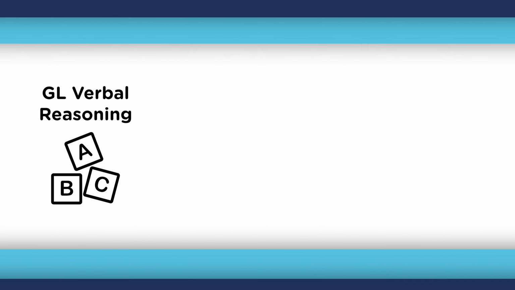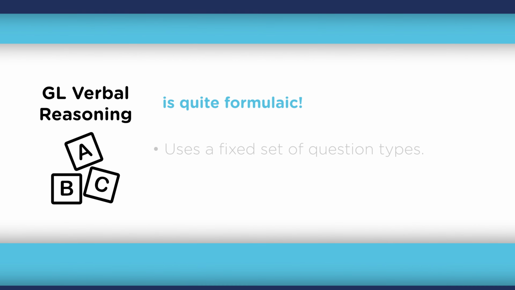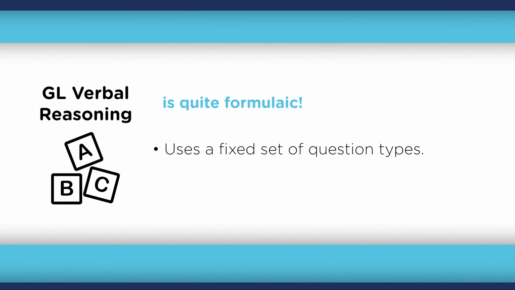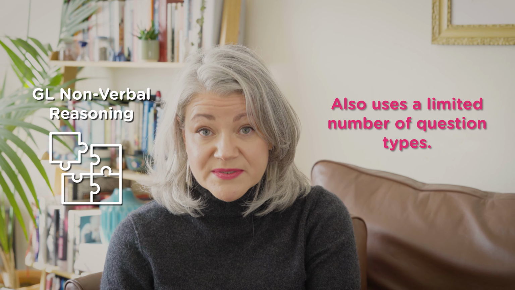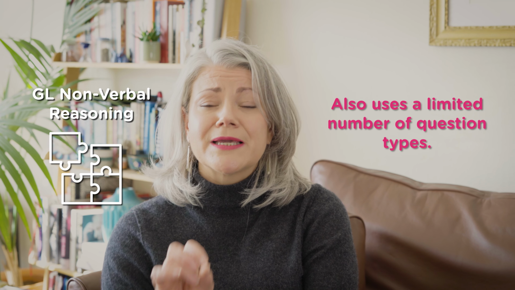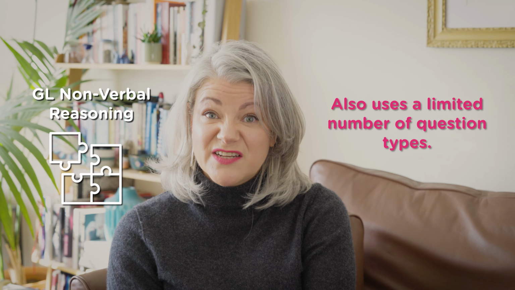GL verbal reasoning papers are quite formulaic, using a fixed set of question types. So this means that with a little bit of familiarity and technique development, your child can go a long way in improving their scores. Similarly, GL non-verbal reasoning tests also utilise a limited number of question types, so it is possible for students to be completely familiar with all of them ahead of the exam.